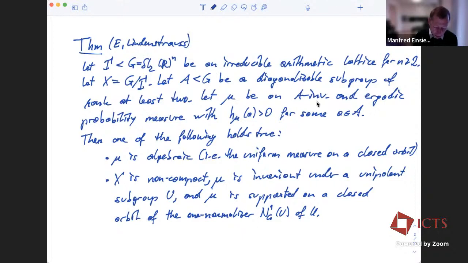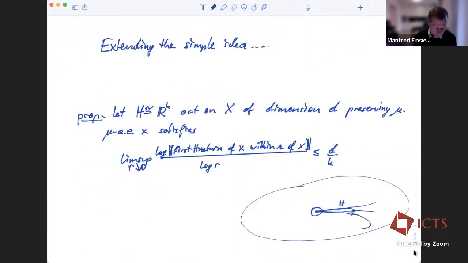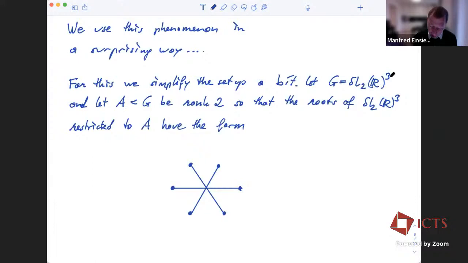We are looking at this invariant measure for a capital A. The A is two-dimensional, that's all right. But maybe to simplify matters, I said n equals 3. So if I said n equals 3, then the full diagonal subgroup is a three-dimensional group. But I want to just consider a diagonal subgroup of rank 2, sort of in general position diagonally embedded in the full diagonal subgroup. And then the roots of SL2(R)^3 restricted to this rank 2 subgroup could have the form of a hexagon.